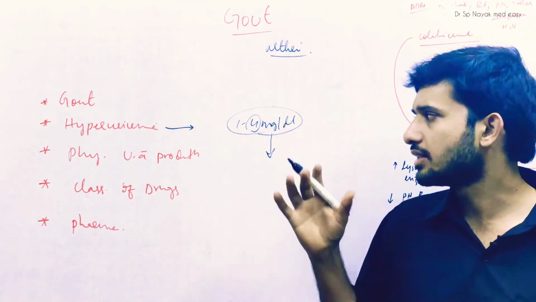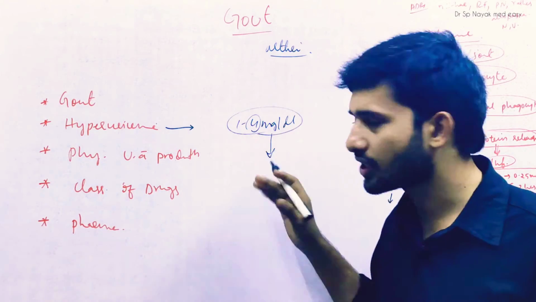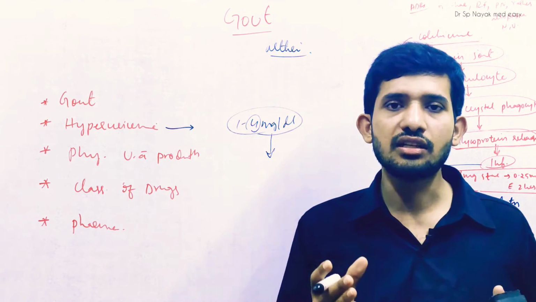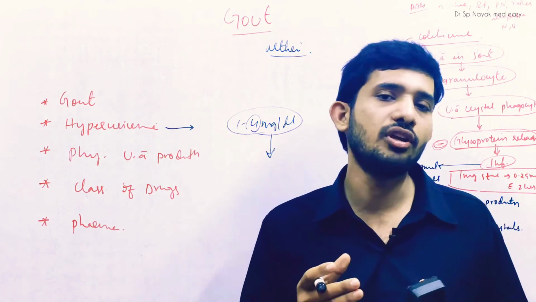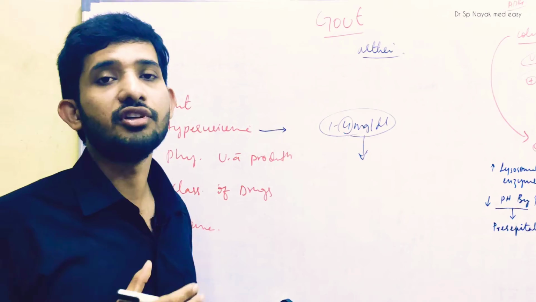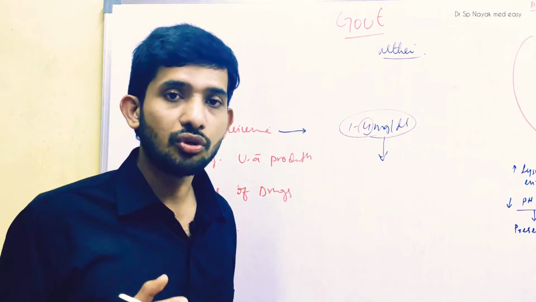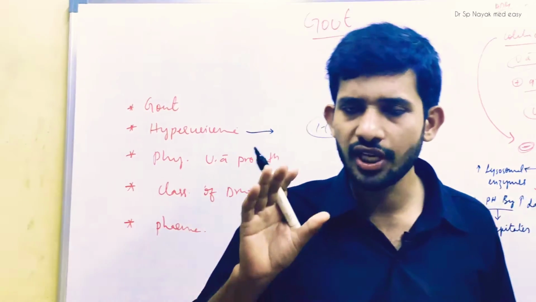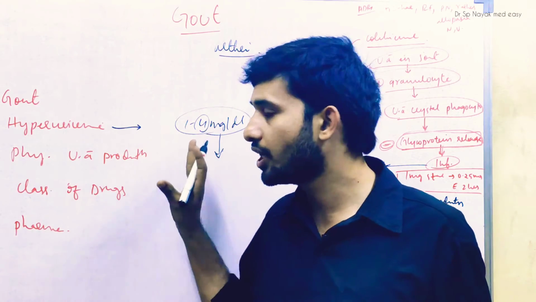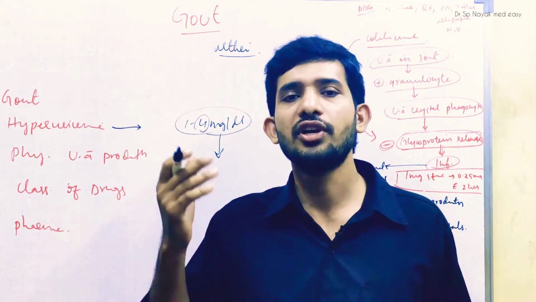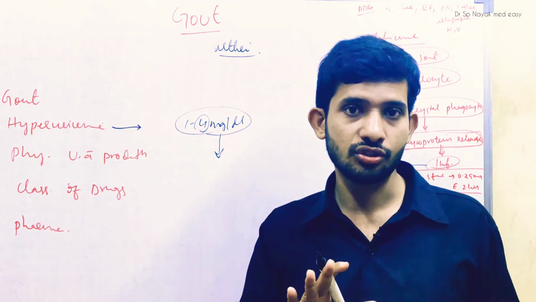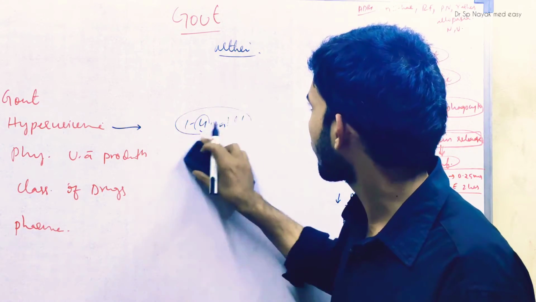So gouty arthritis is characterized by hyperuricemia, and in hyperuricemic situations the urate crystals accumulate in the joints and cause severe inflammation of the joints. That condition is called gouty arthritis. And remember, gouty arthritis is very different from rheumatoid arthritis and osteoarthritis. Those arthritis types have different causes, and in gout uric acid is the main cause.